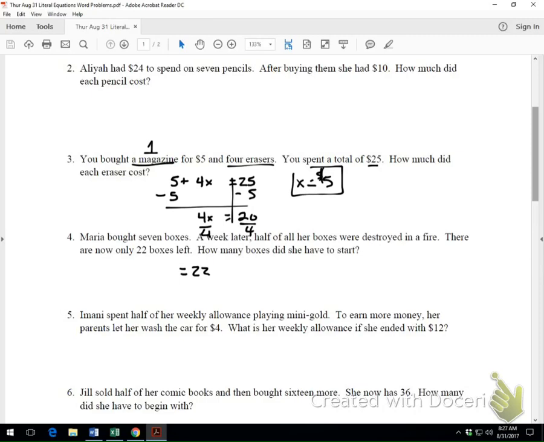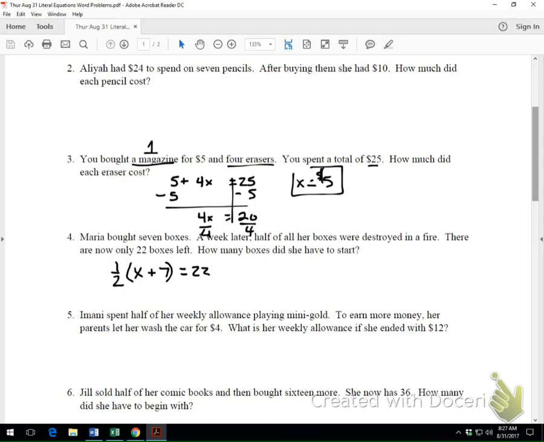Okay, so she bought 7 boxes, so we're going to say plus 7 because she bought 7. It says a week later, half of all of her boxes were destroyed in the fire. So, if you think about it, do we know how much she had in the beginning, total? So let's put an X down. So, look at it this way. This was her original total in the beginning. She bought 7 of them, but then all of a sudden, she lost half of them. So you got to put that in parentheses. Does that make sense? Okay.